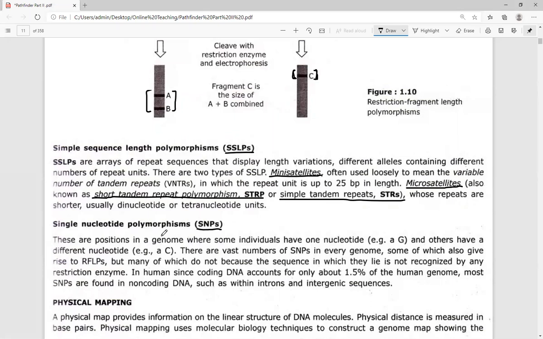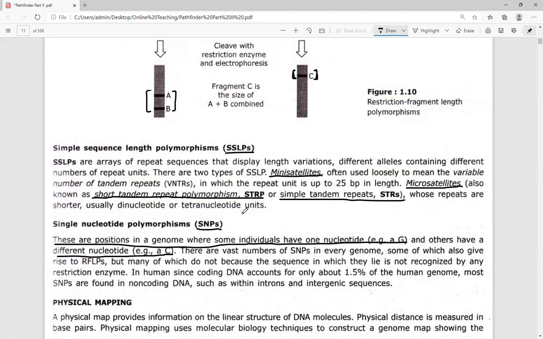अगर म्यूटेशन एक पर्टिकुलर साइट पे हो जाए, then it is referred to as single nucleotide polymorphism. These are positioned in a genome where some individuals have one nucleotide, that is guanine. Other individuals have a different type of nucleotide, that is cytosine. Then such positions contribute to the SNP, single nucleotide polymorphism.